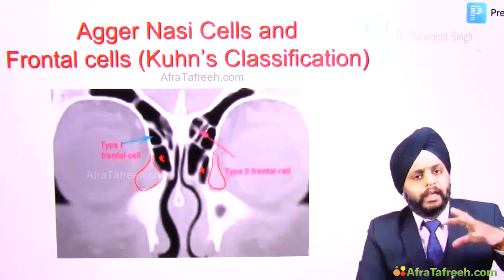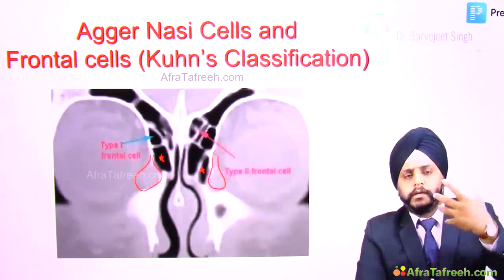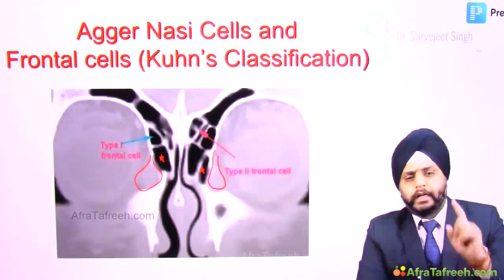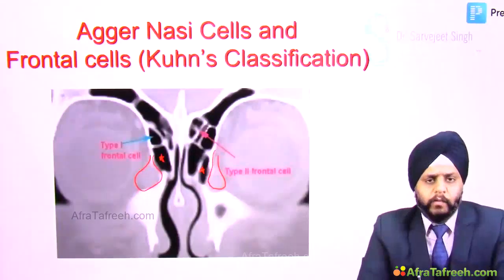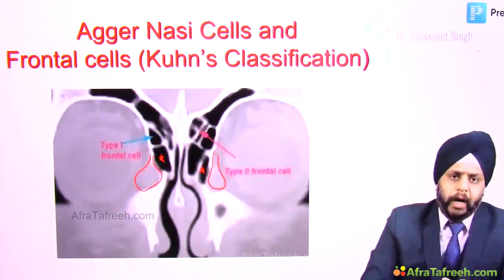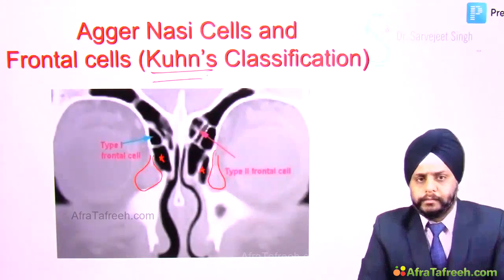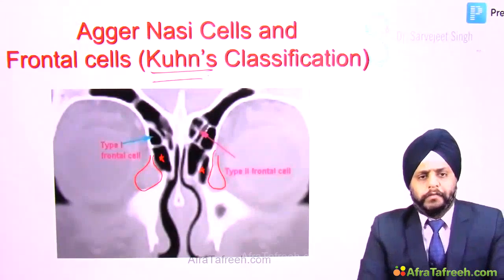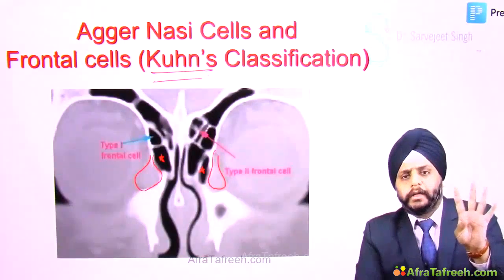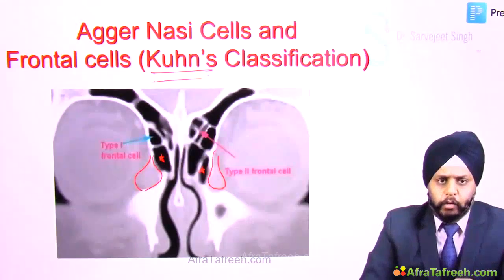Now the cells above the agger nasi cell, I told you, are frontal cells. And I told you frontal cells can be one or they can be multiple. We can classify these frontal cells by a classification known as Kuhn's classification. So what is Kuhn's classification? Kuhn's classification classifies the frontal cells into 4 types. So what are the 4 types? Let's look over here.